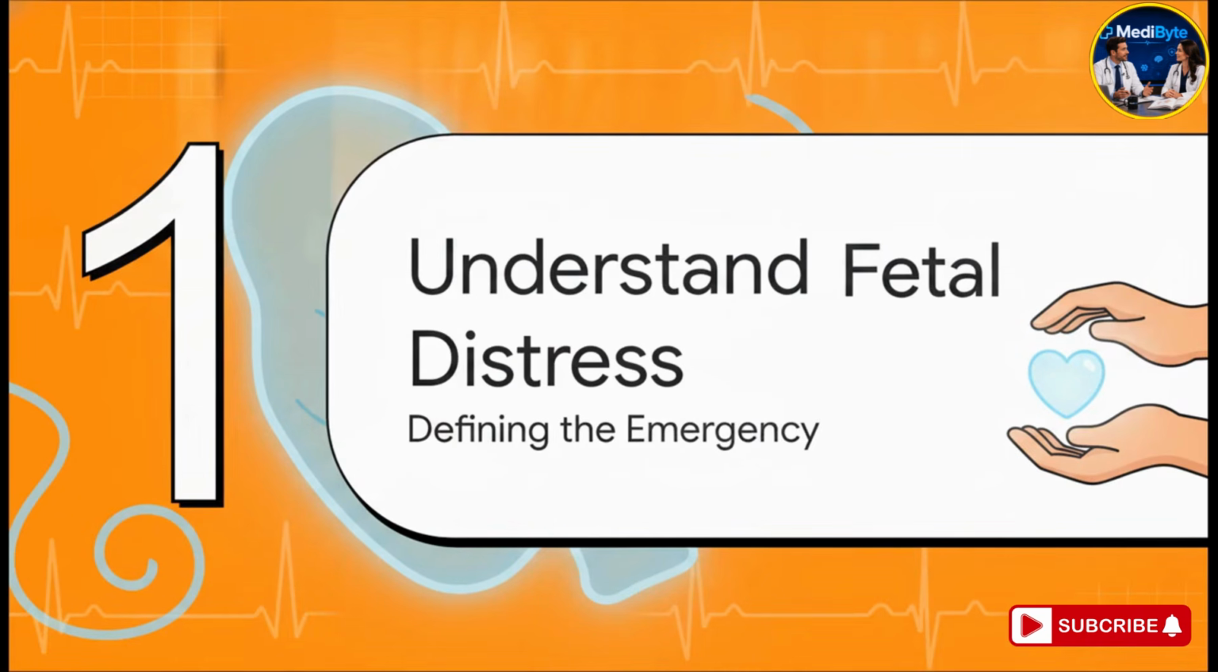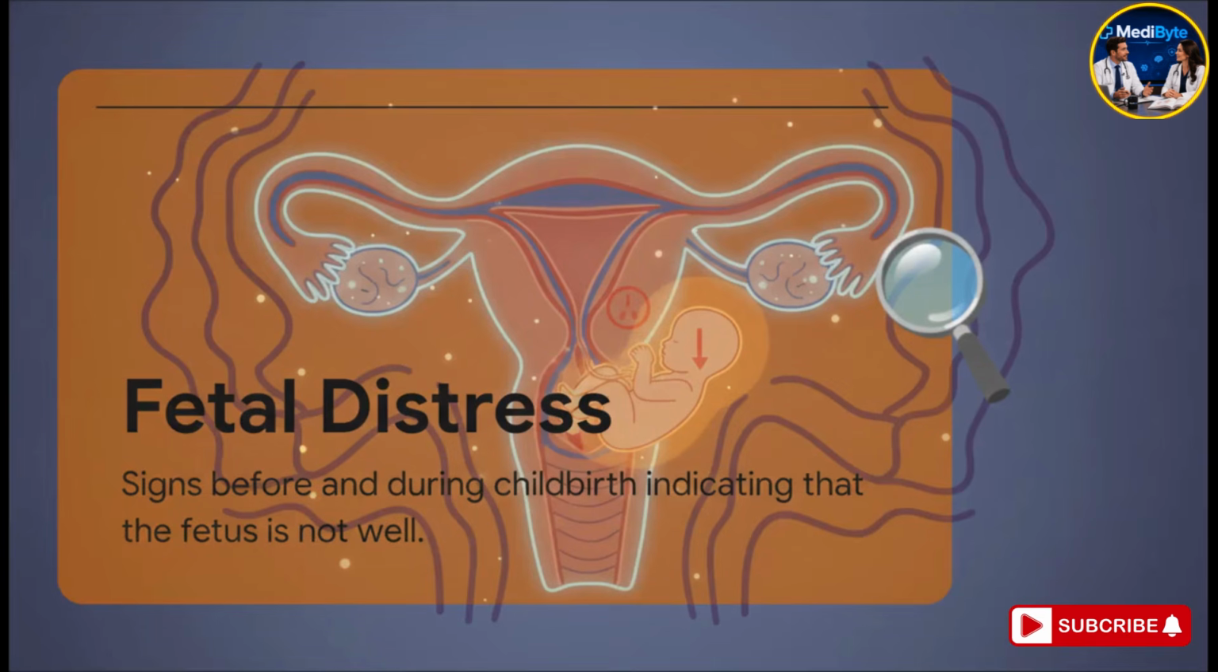Understanding fetal distress, defining the emergency. So, what exactly is fetal distress? Basically, it refers to signs that show up either right before or during childbirth, indicating that the fetus just isn't doing so well. And it almost always boils down to one crucial thing. The baby is not getting quite enough oxygen during the labor process.